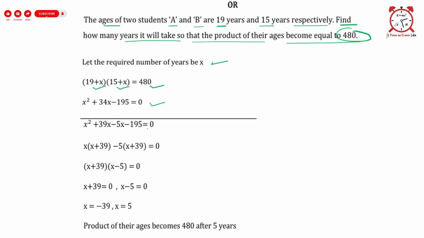Again by the splitting method, we get the two factors: x plus 39 and x minus 5 equal to 0. Here one answer is negative, so it is not applicable for age. So our answer is 5. After 5 years, the product of their ages is 480. Okay, so next question now.